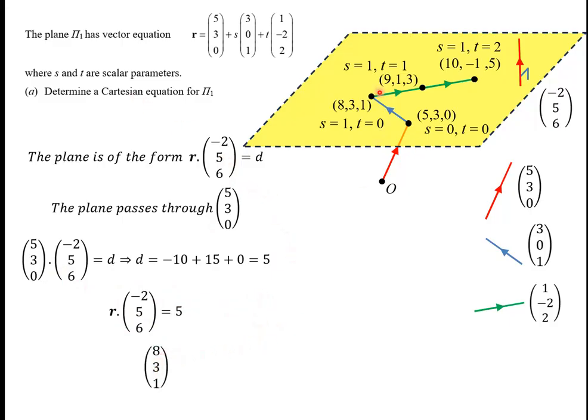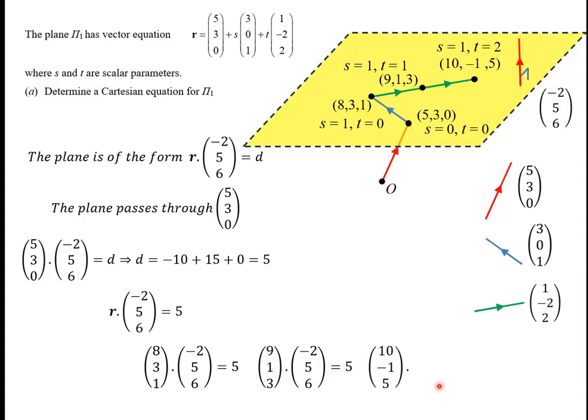And check it. I do (8, 3, 1), my other point. If I dot that with the (-2, 5, 6), I'll have minus 16, and 15 and 6 does give me 5. If I dot the (9, 1, 3), I should get 5 as well. Minus 18 plus 5 plus 18. And another point, (10, 4, 5): minus 20 plus 20 plus 5 does give me 5 as well.